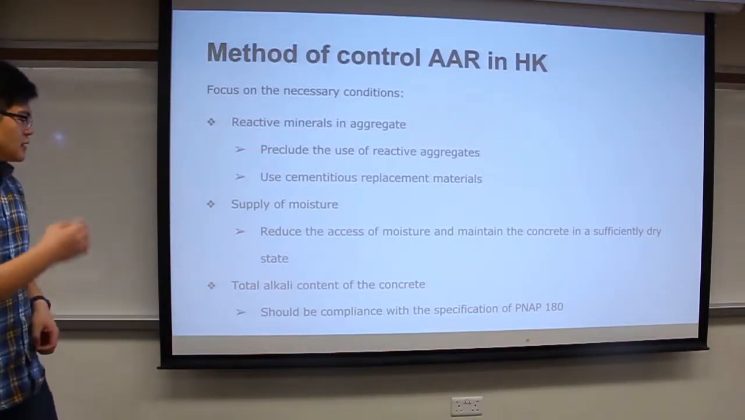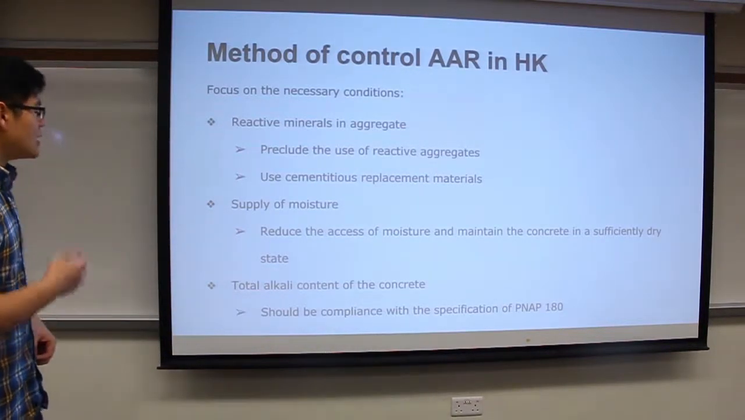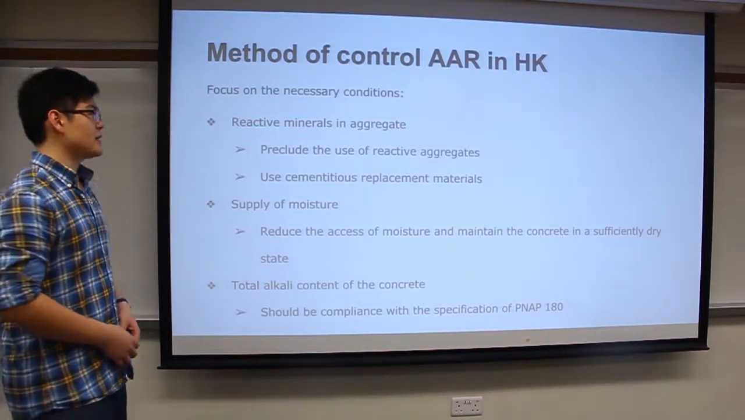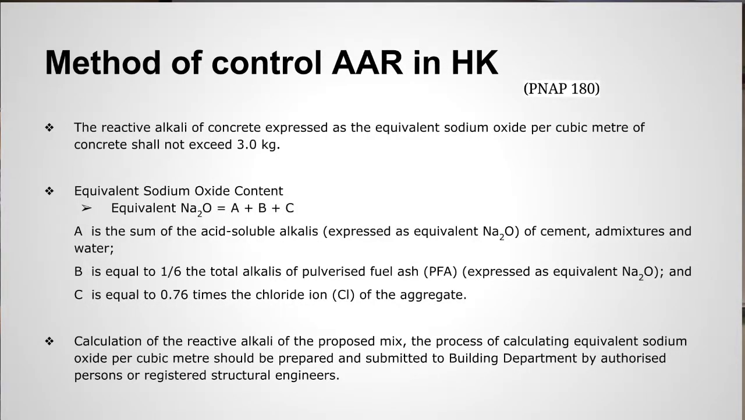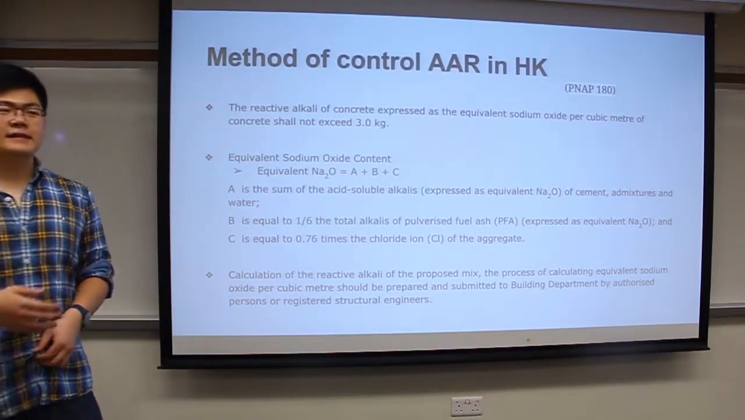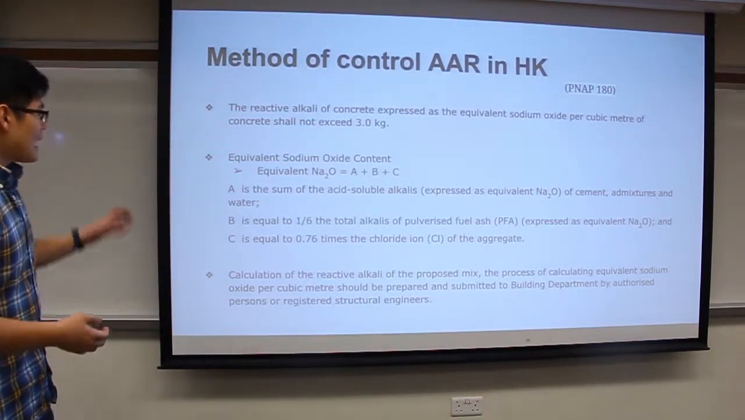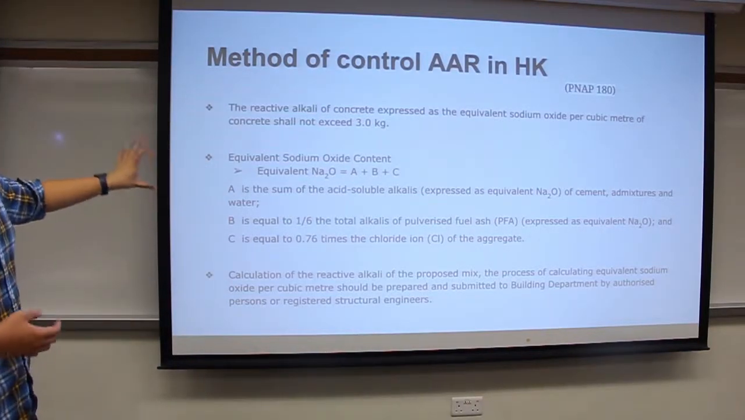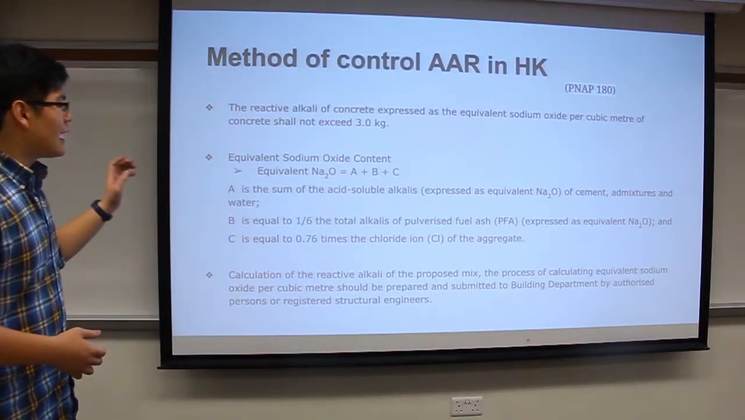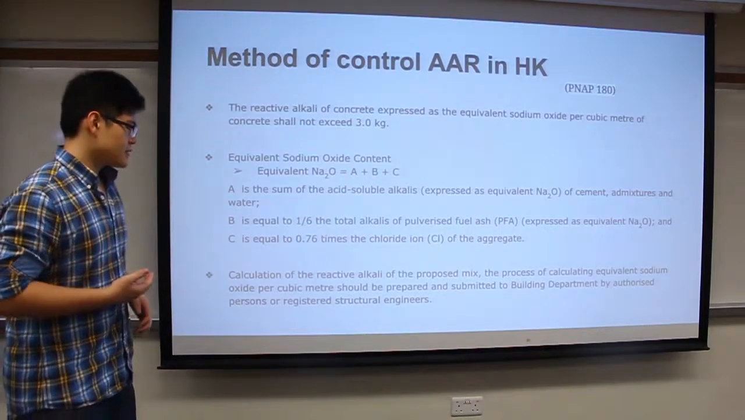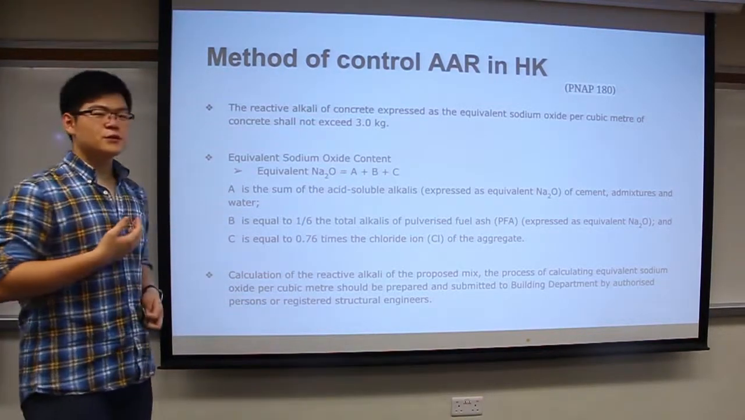And at last, the total alkali content of the concrete should be compliant with the specifications of PNAP 180. The reactive alkali of concrete expressed as the equivalent sodium oxide per cubic meter of concrete shall not exceed 3.0 kg. And the calculation method of equivalent sodium oxide content is shown here according to PNAP 180. And the calculation should be prepared by an authorized person or registered structural engineer and submitted to the Buildings Department.